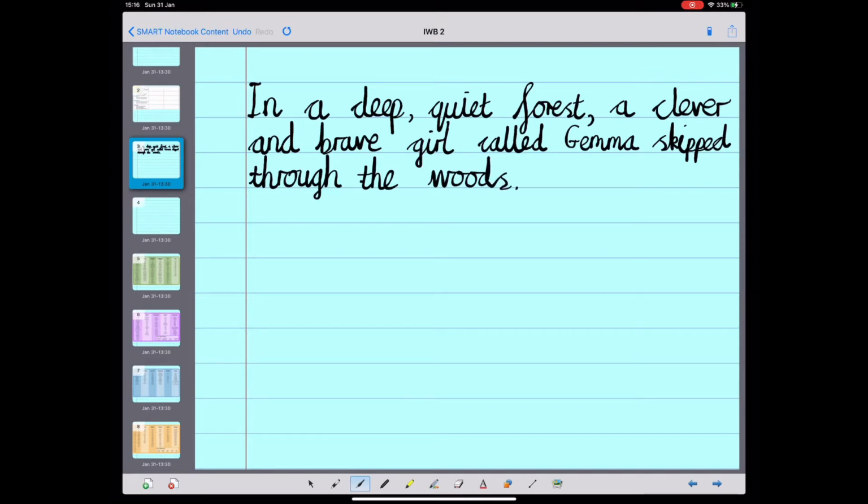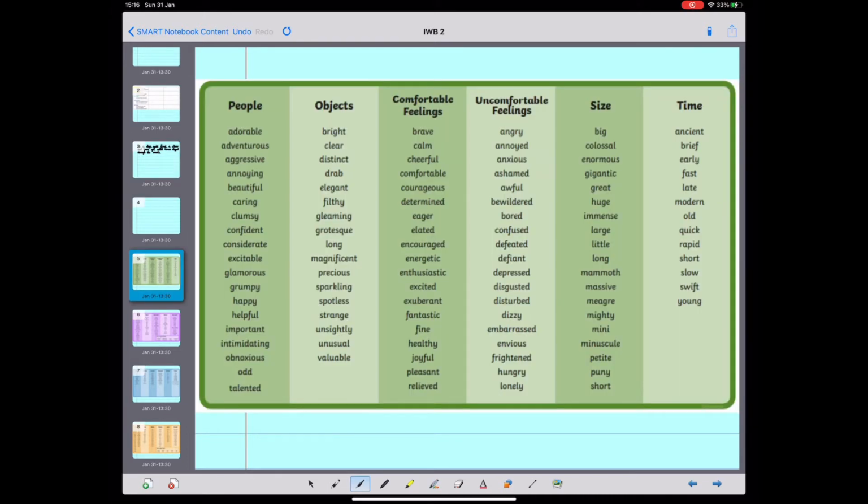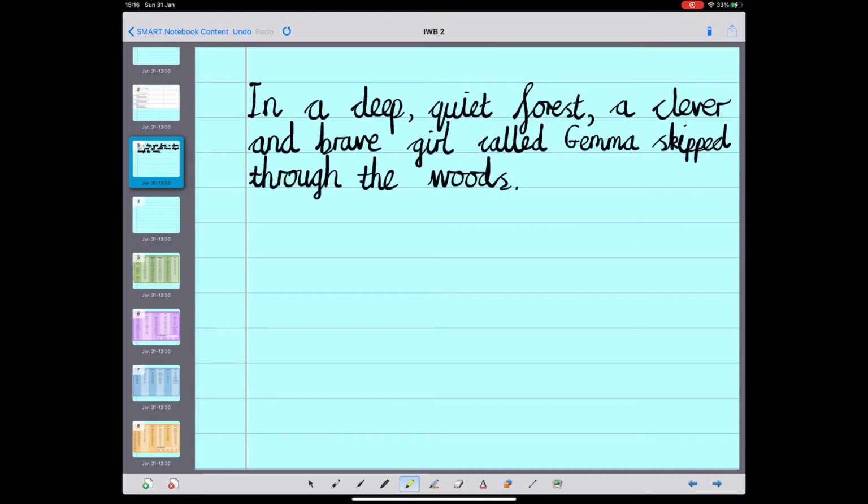So I'm really thinking about what my character is doing and how that will make the reader think of her. Okay, could I use any adjectives here? I'm describing Gemma, so I'm going to describe her as adventurous. She likes going on adventures. Caring. Anything else I could use to describe her? Helpful. So I'm still describing my main character so my reader can get to know them.